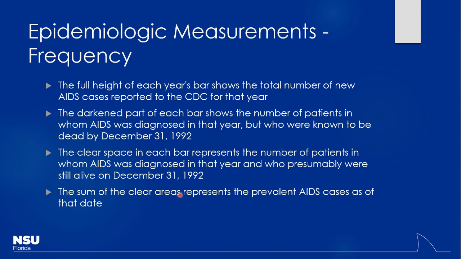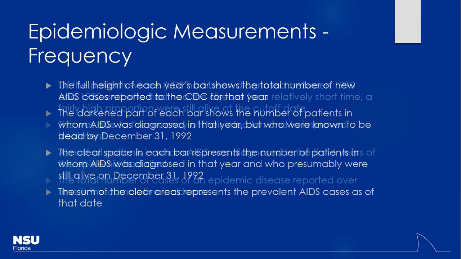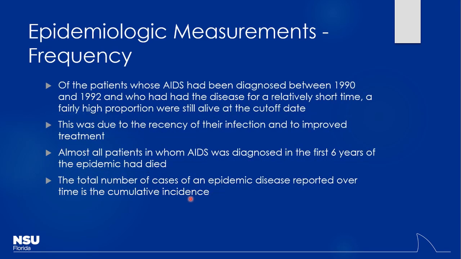But again, if you look at this, the unshaded areas are going to be the number of AIDS cases as of that date that were still alive at that time. So that would be the prevalence of the disease state at that time. And so looking at the patients diagnosed between 1990 and 1992, they've had the disease state for a really short period of time, so it makes sense that they'd still be alive towards that time frame, versus those diagnosed back in 1981 where there's no treatment for it at the time. Again, that made sense why most of them, or almost all of them, were dead at that time frame, right?